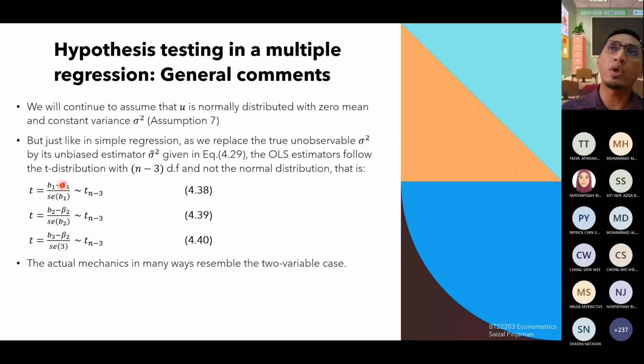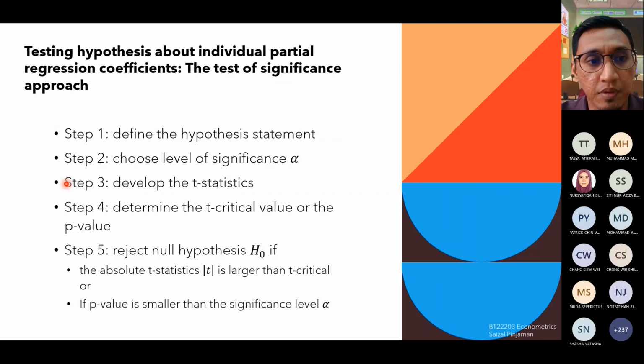If on the other hand, we are conducting a one-tail test and, based on that hypothesis, we state that beta 1 is larger than 1, for example, then in that case it will become B1 minus 1. Yeah. So it depends on that hypothesis statement. Later, I will show you the example. Okay, the steps will be the same in conducting hypothesis testing as in the simple regression model.